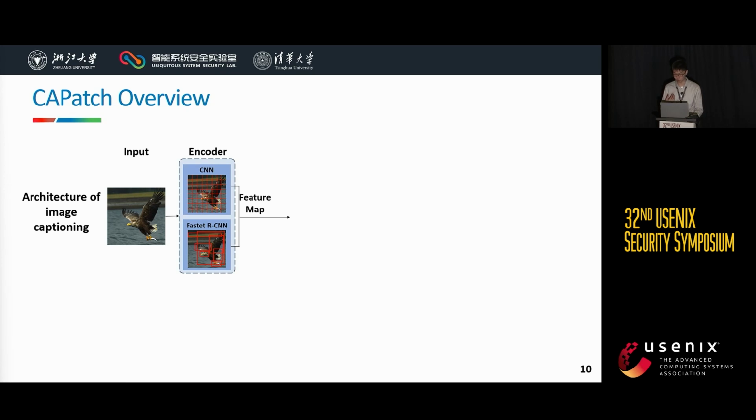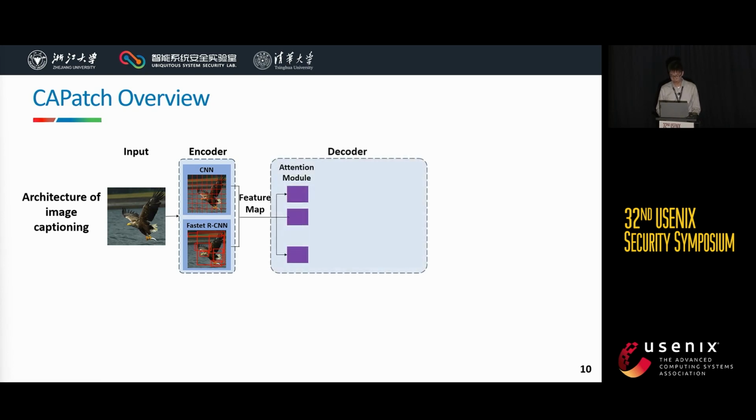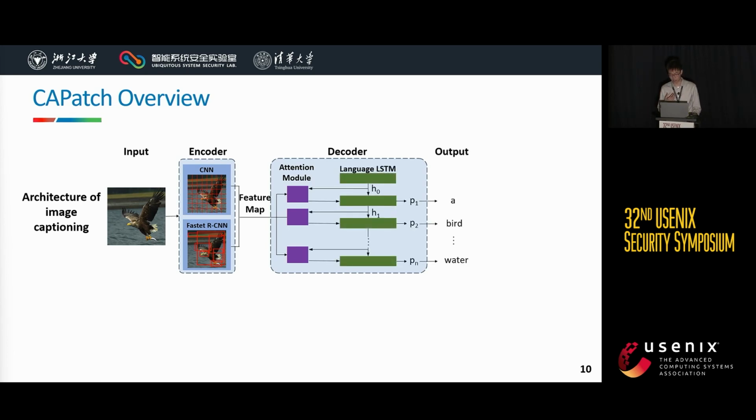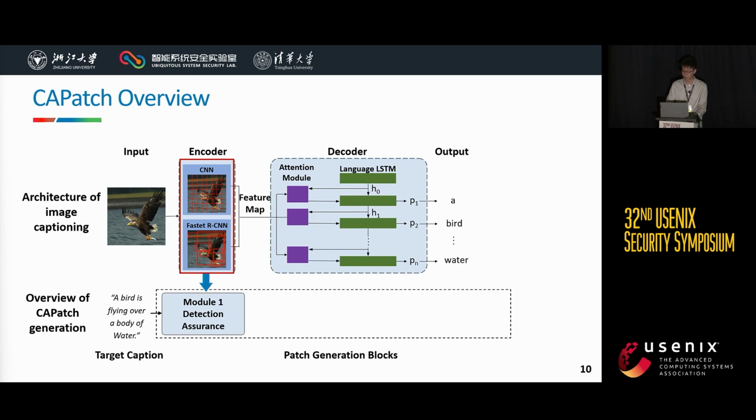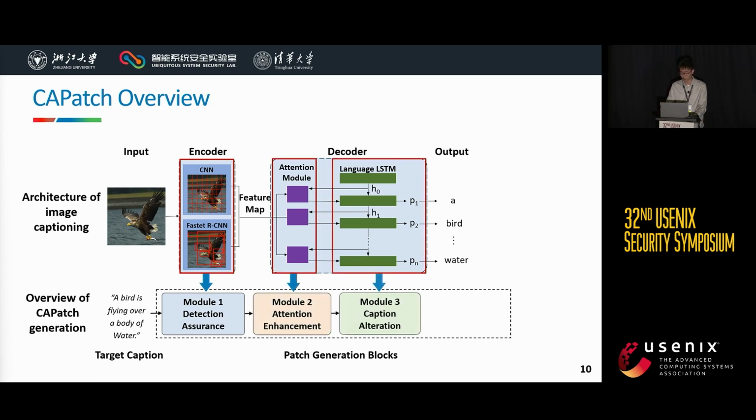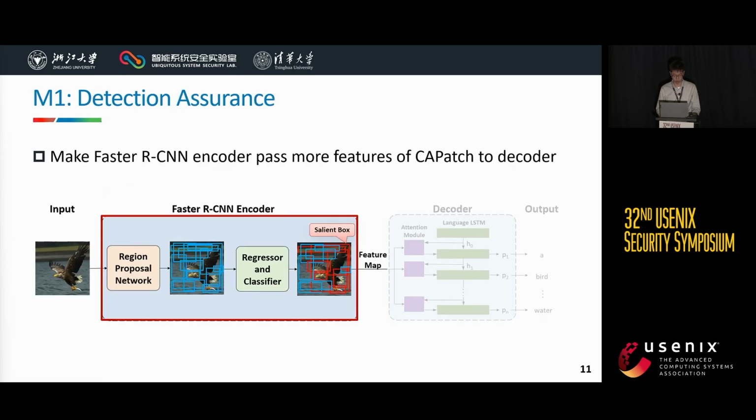As this architecture shows, the image captioning system consists of three key parts: a CNN or Faster R-CNN model for feature extraction, an attention module for image region weighting, and a language LSTM for caption generation. So to generate an effective CAPatch, we design four modules: a detection assurance module, an attention enhancement module, a caption alteration module, and a robustness improvement module for real-world attacks. Next, we will detail how we achieve these modules.